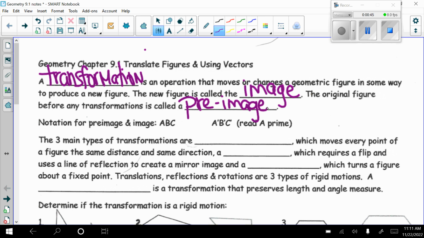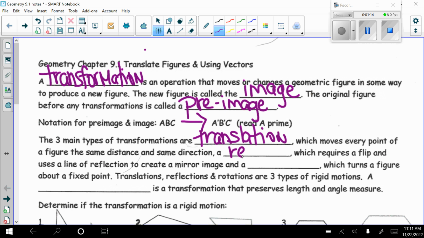The notation for a pre-image and an image: we have ABC that will go to A prime, B prime, C prime. So they have an apostrophe, which is read as prime in math. So ABC goes to A prime, B prime, C prime. The three main types of transformations that we will talk about are translations, which moves every point of a figure the same distance and the same direction.